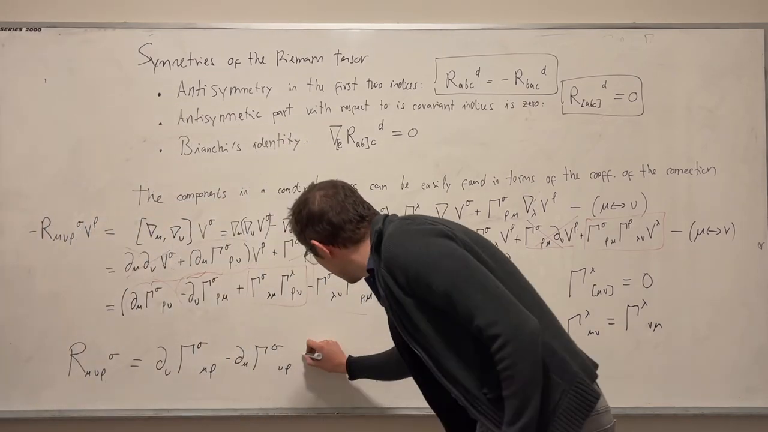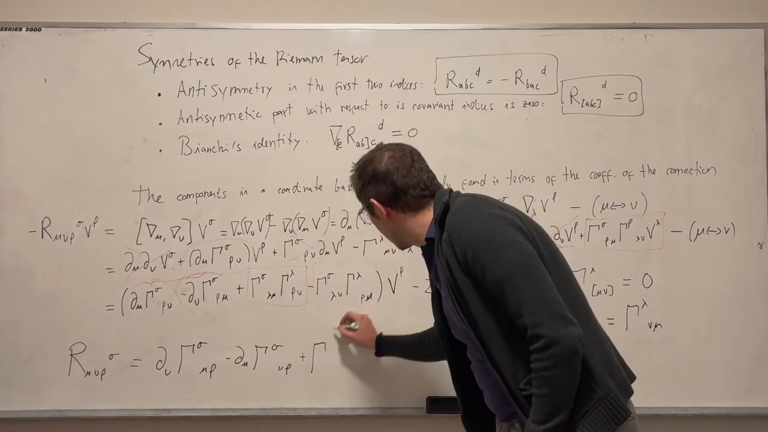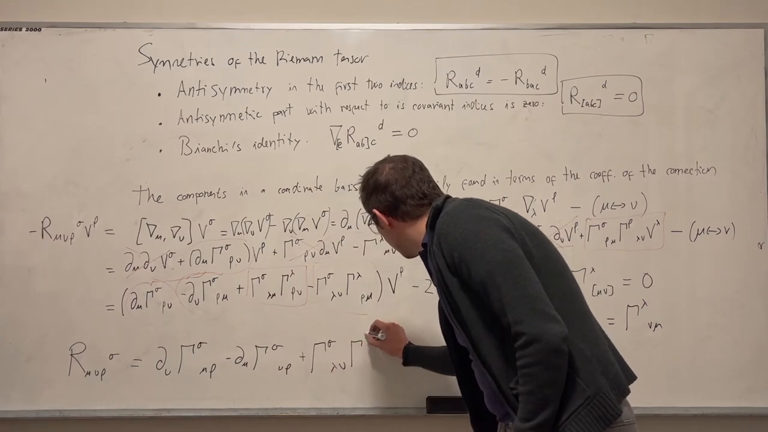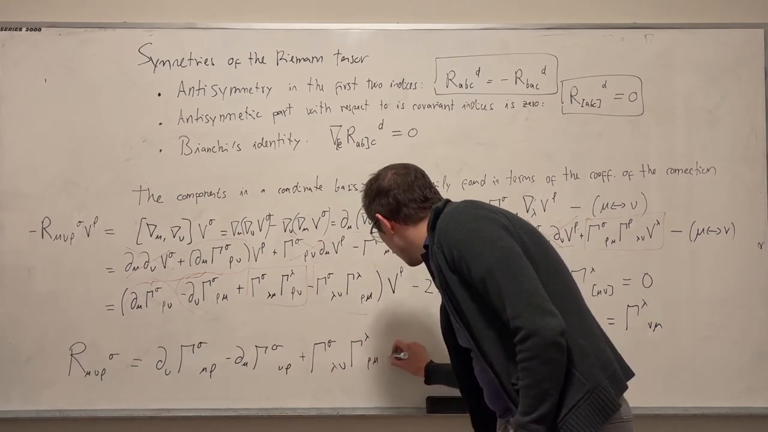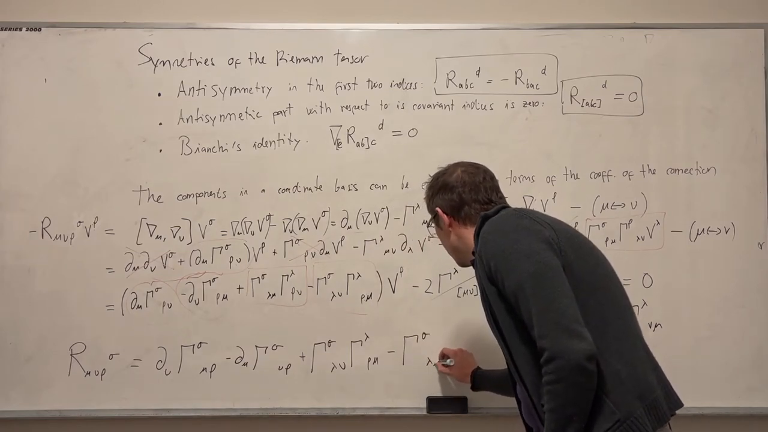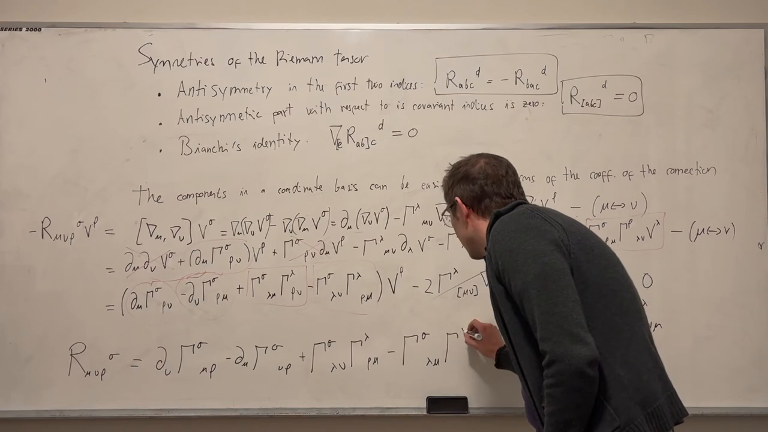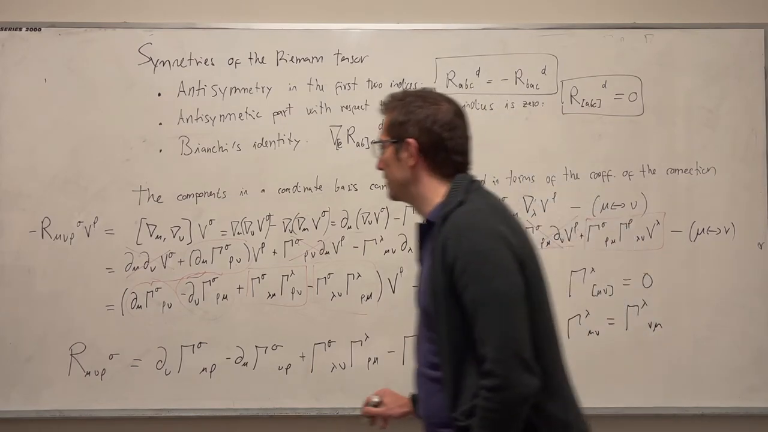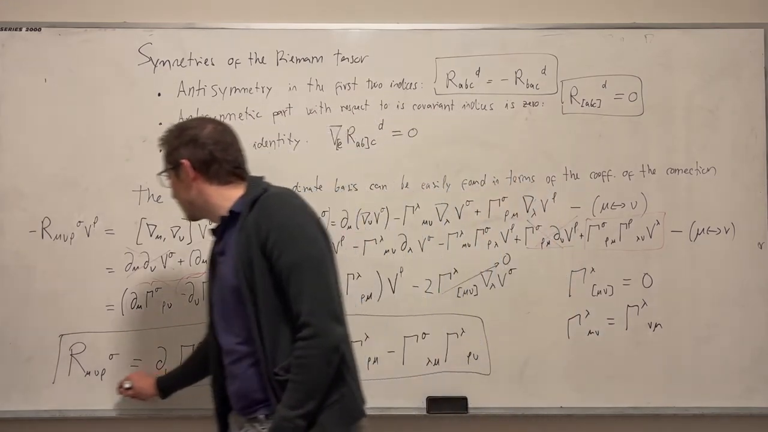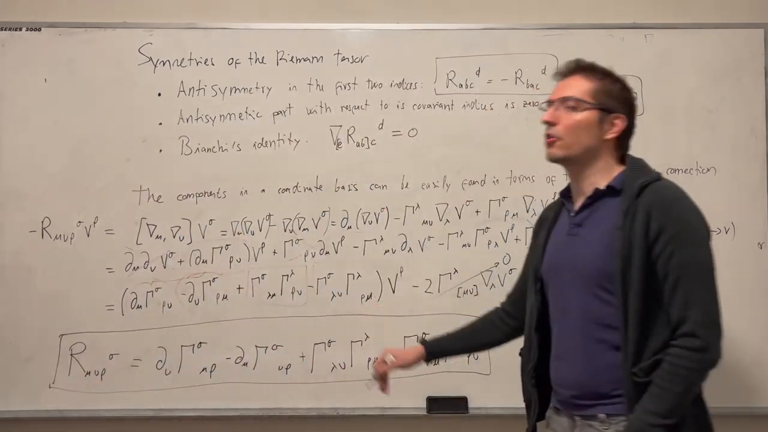And then plus gamma sigma lambda nu gamma lambda rho mu, minus gamma sigma lambda mu gamma lambda rho nu. All right. And these are the components of the Riemann tensor in a coordinate basis.